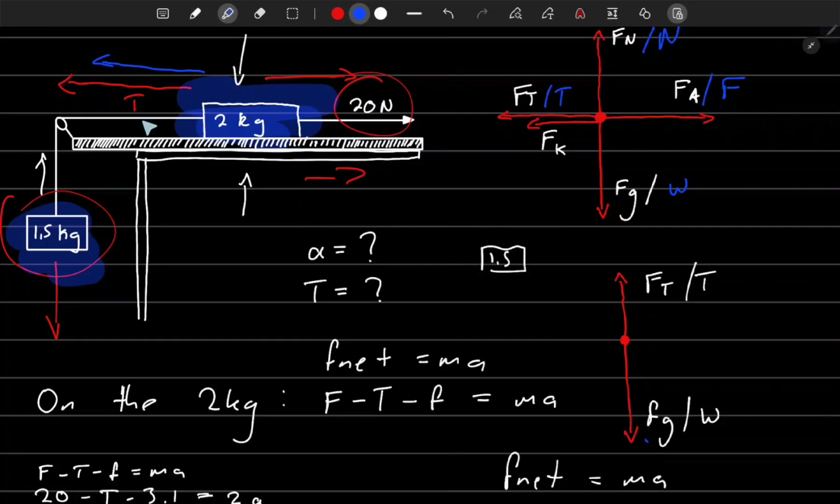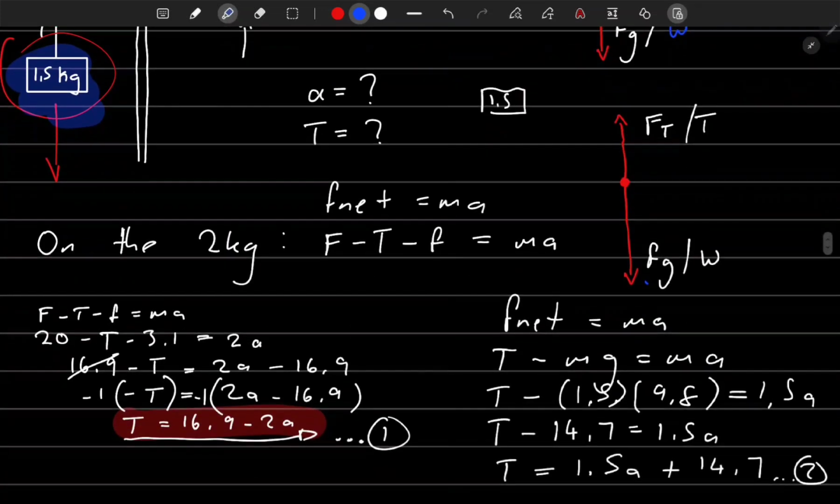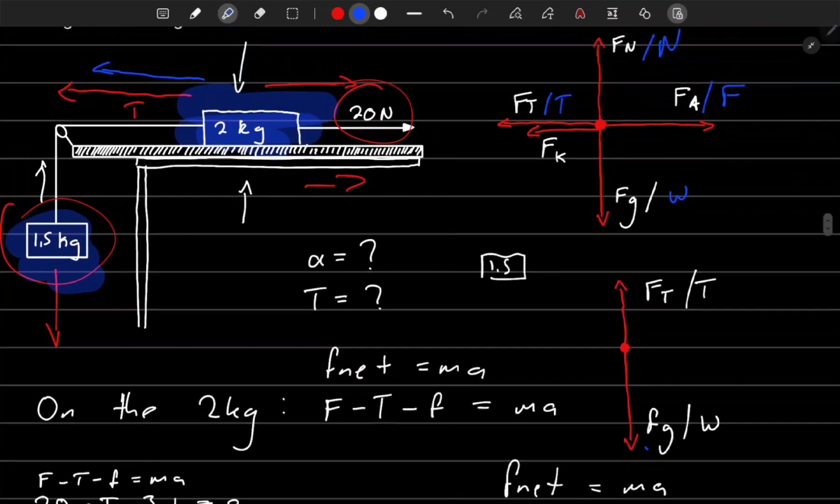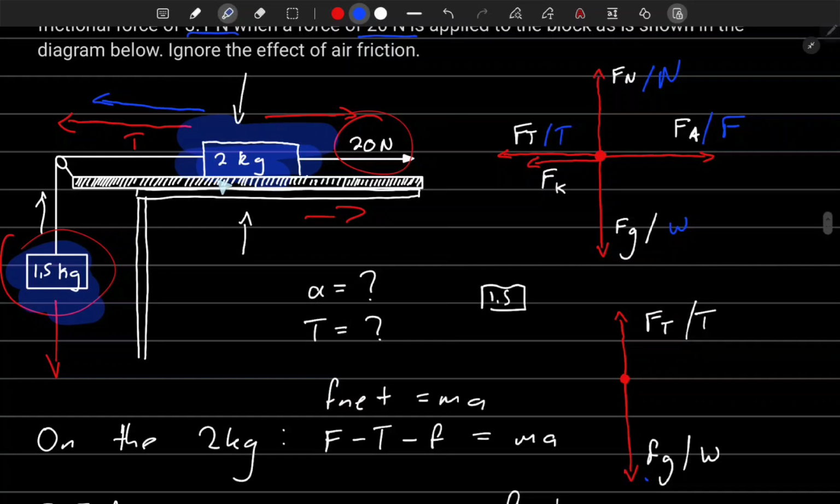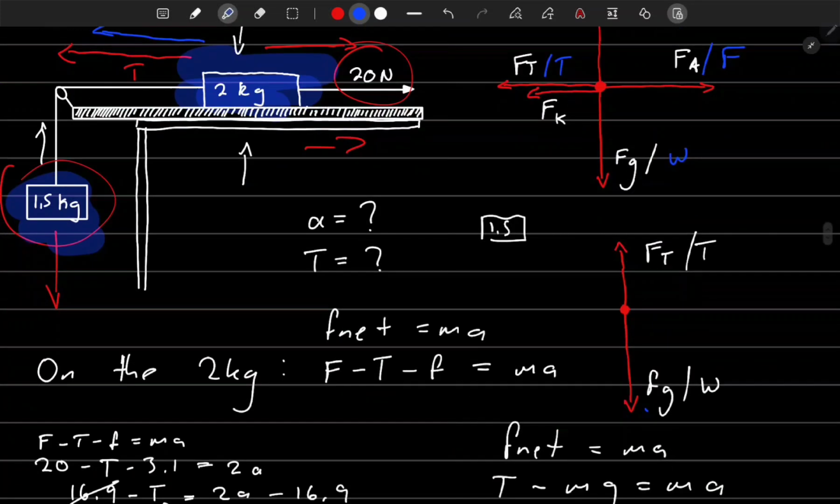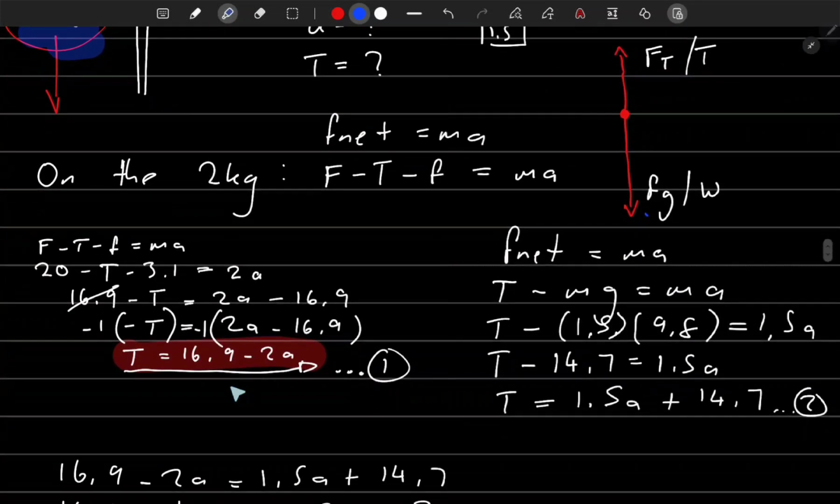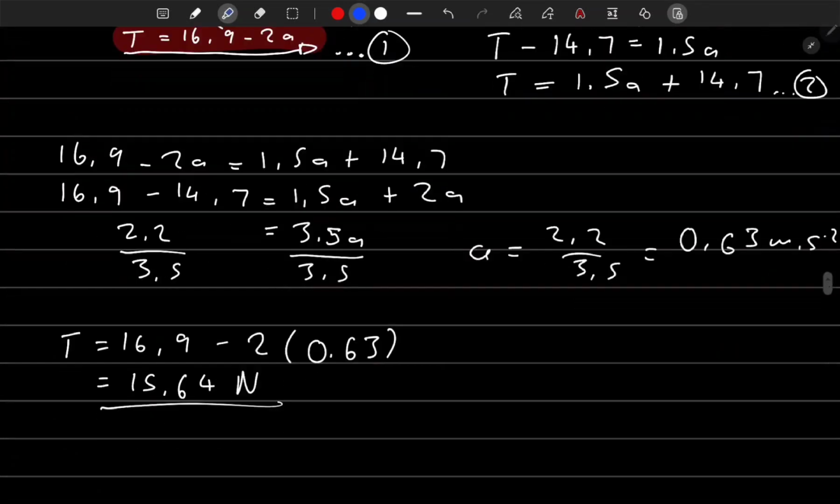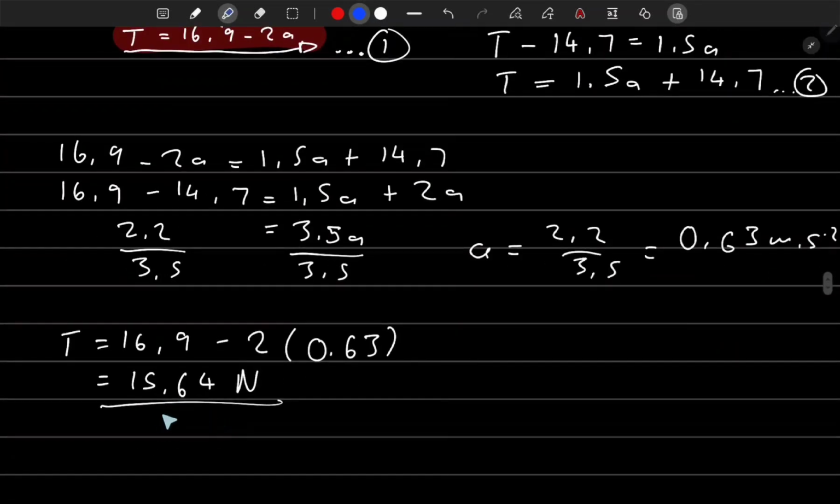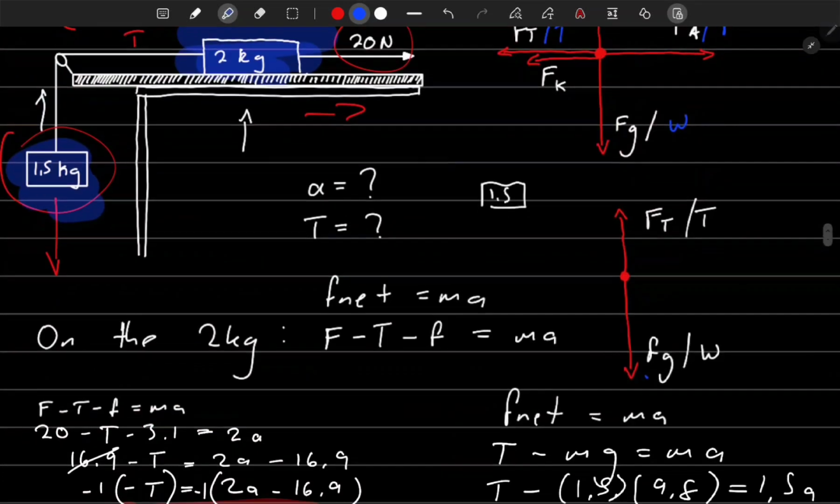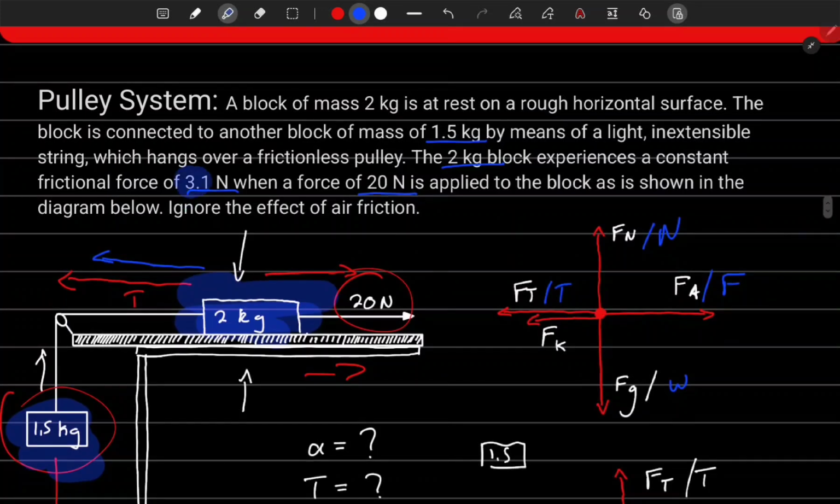Remember, the reason why the acceleration is so small is because we have tension acting on this block, and we also have friction. When we add tension plus the friction, our tension in this case is 15.64. If we add 3.1, which is our force of kinetic friction here, it's not going to exceed the force that is being applied. That is why we can say that this object is moving to the right and it is accelerating. So that's it for this video.